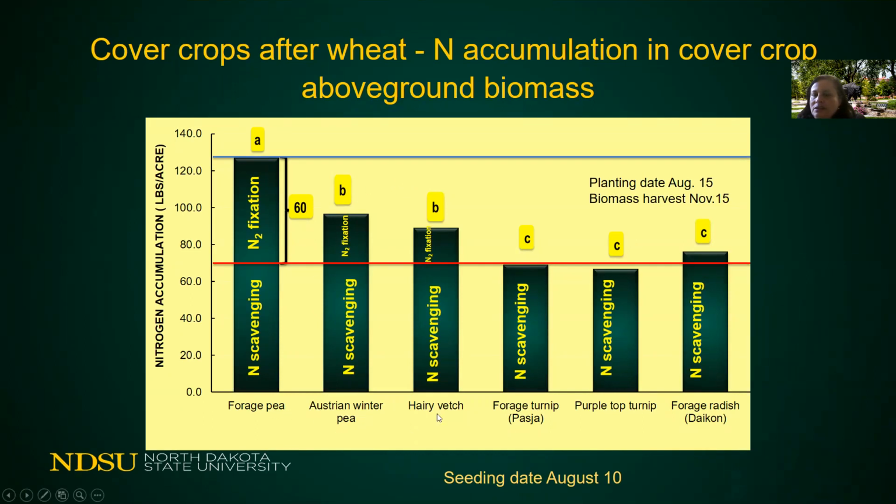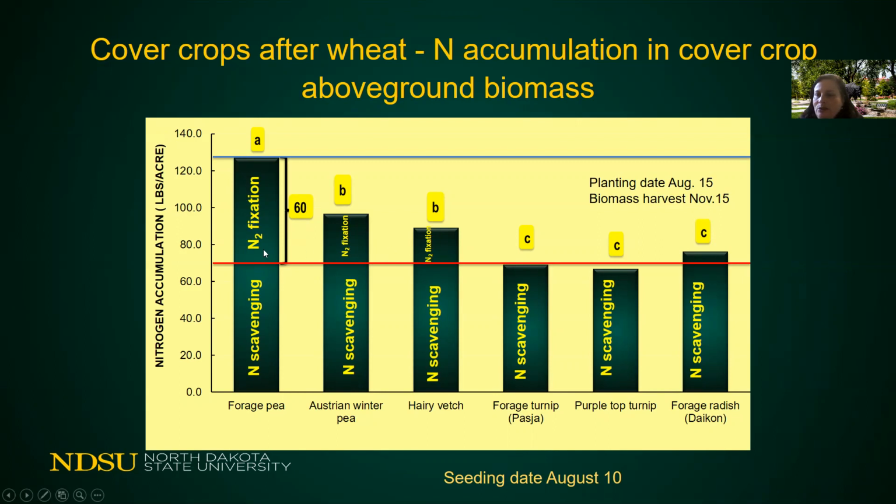Here you can see we have 3 legumes: forage pea, Austrian winter pea, hairy vetch, and 3 brassicas: forage turnip, purple top turnip, and forage radish. And here you can see the nitrogen accumulation in pounds per acre and the biomass of these crops that were planted on August 15 and harvested on November 15, so about 4 months of growth. The nitrogen in the biomass was highest for forage pea, with 120.